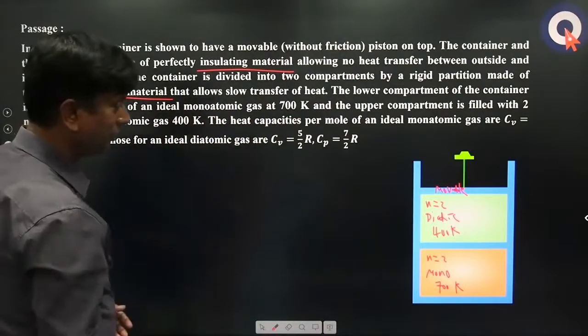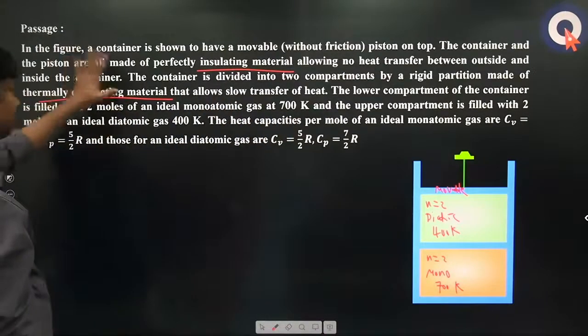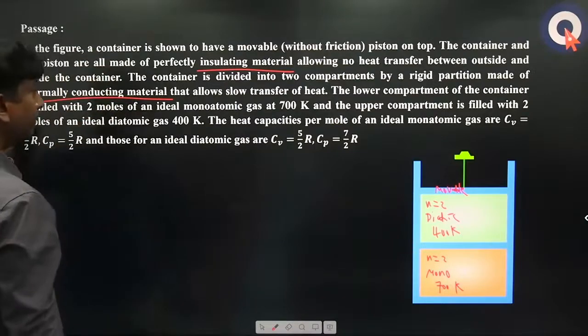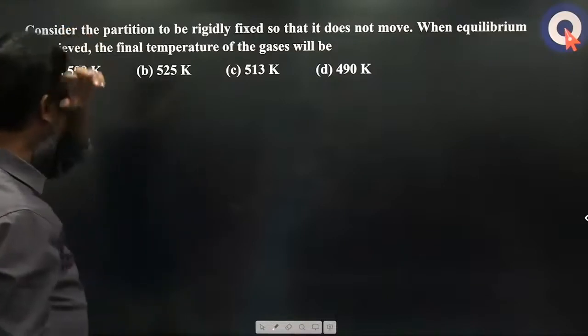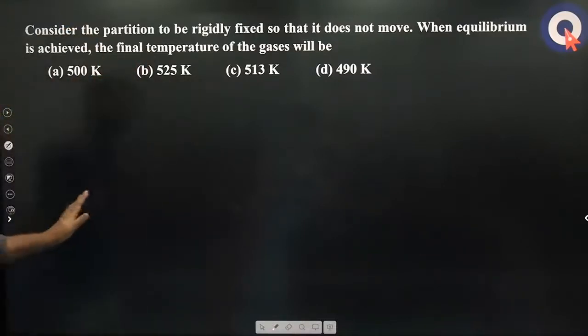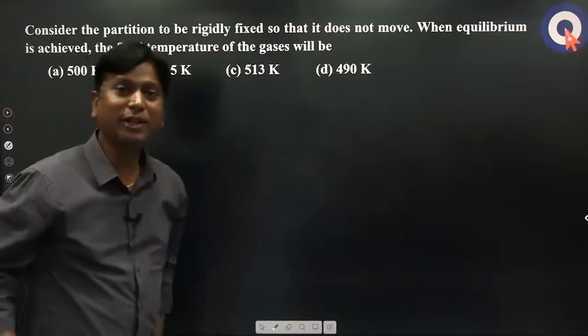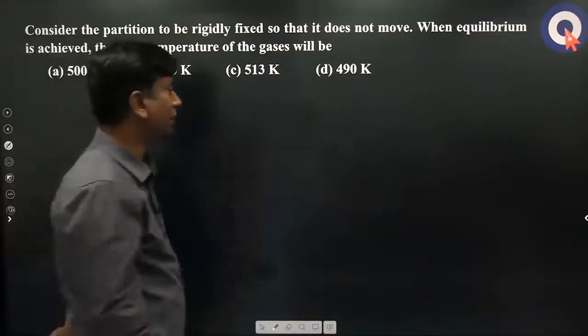Look at that figure. First question in this: consider the partition to be rigidly fixed so that it does not move. When equilibrium is achieved, what is the final temperature of the gases?